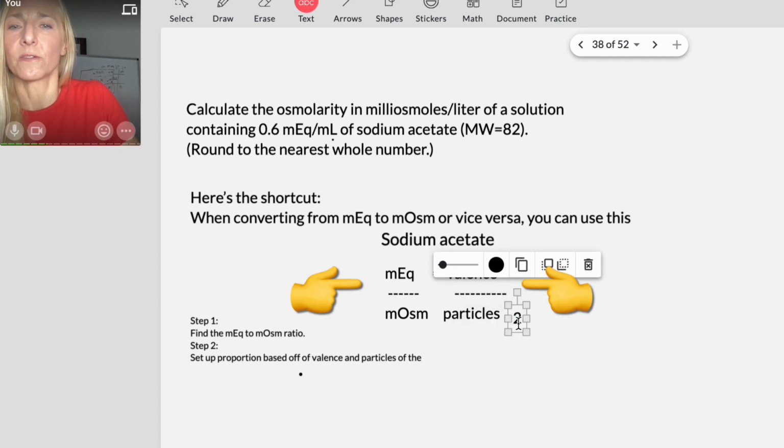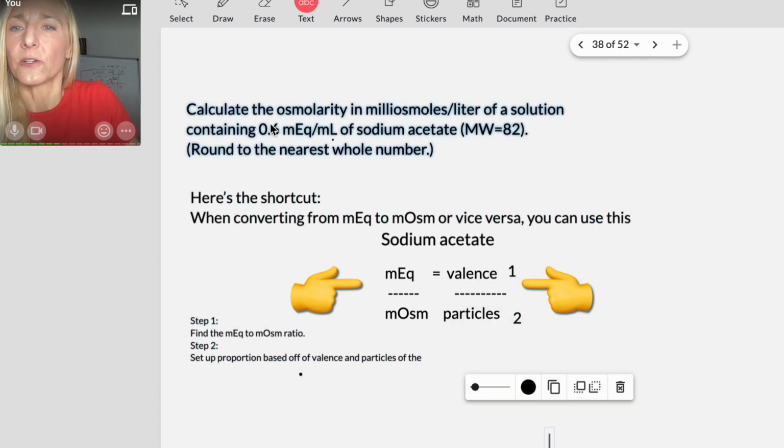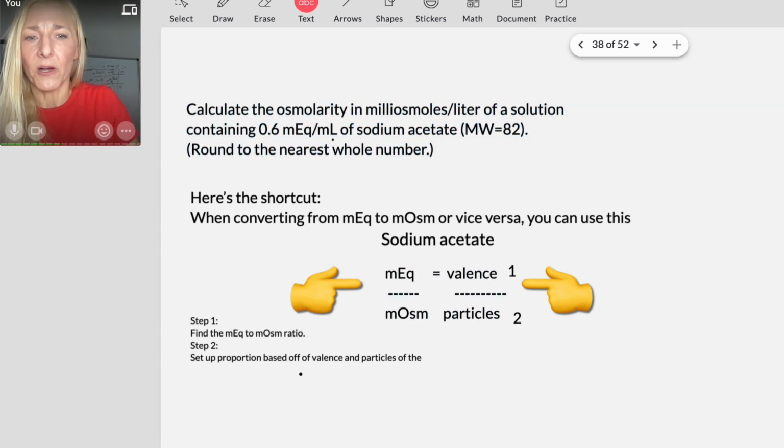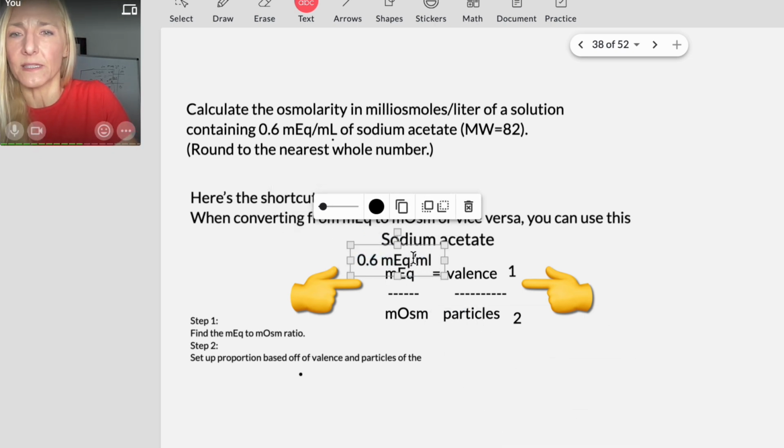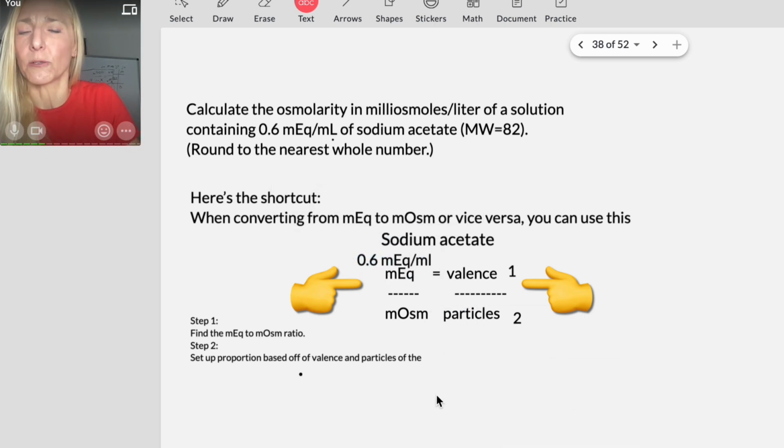Let's move that over here. Milliequivalents that we're talking about right here: 0.6 milliequivalents per milliliter. I would like to keep the milliliter just to remind myself so I don't lose it later on in the question. So I'll put it right there, 0.6.